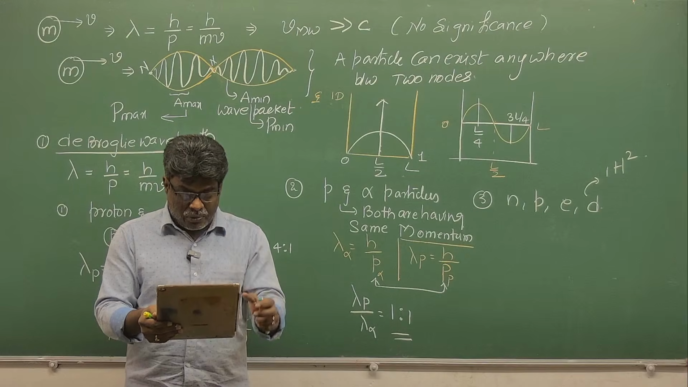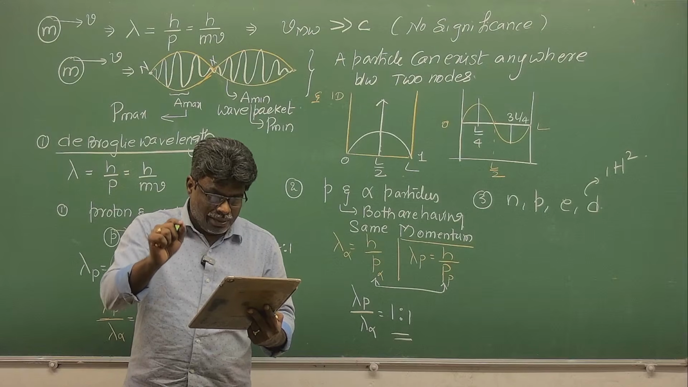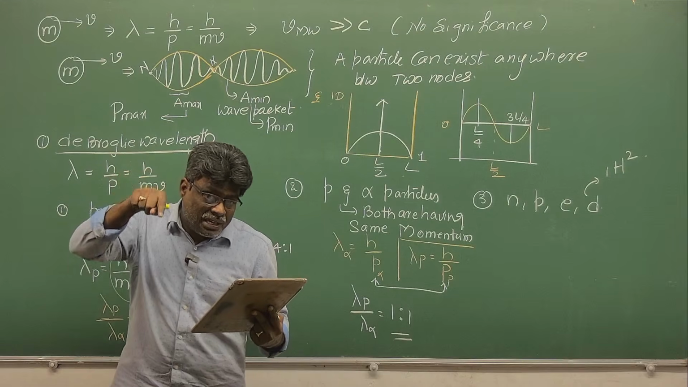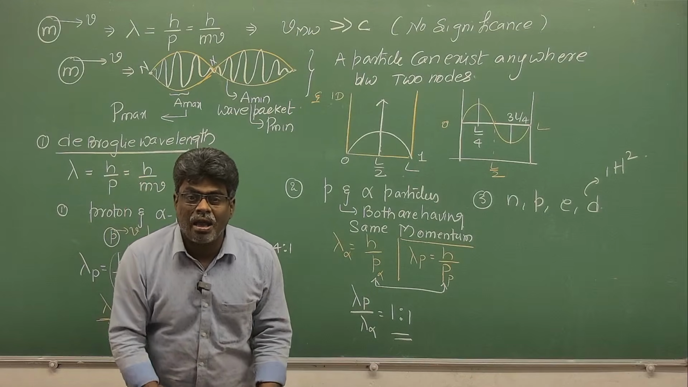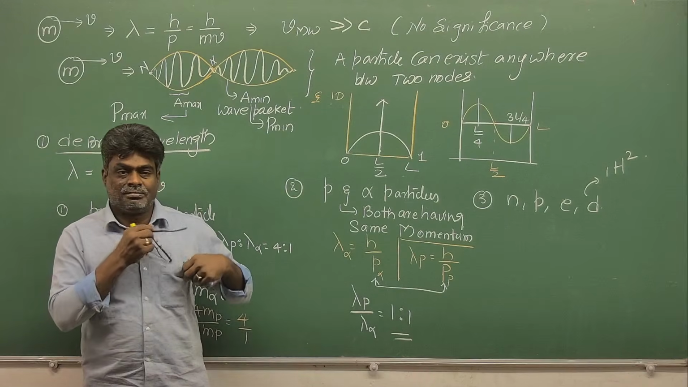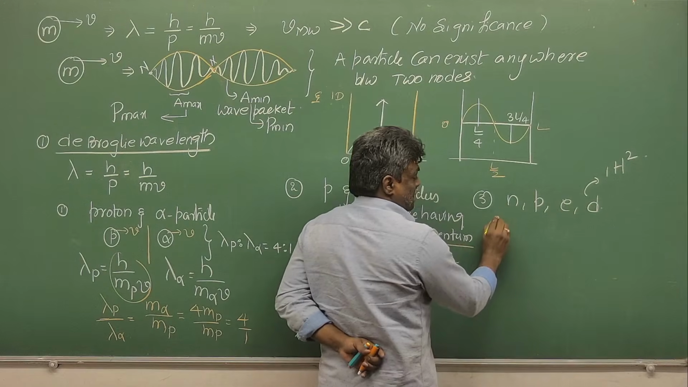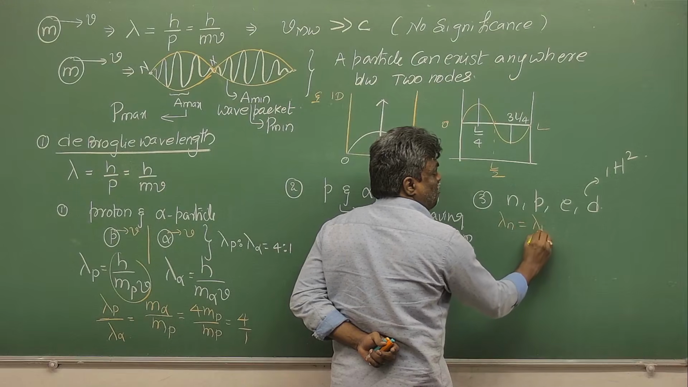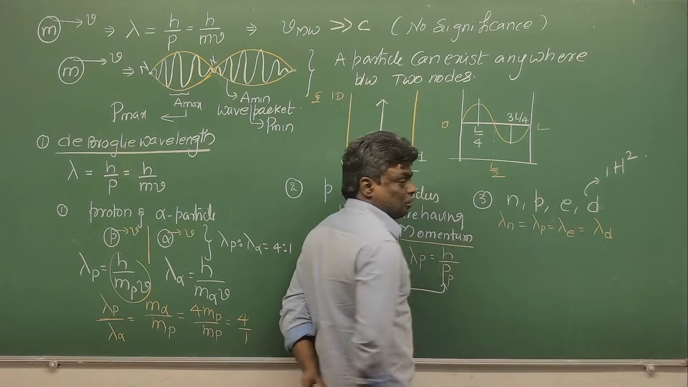Which of the following particles, neutron, proton, electron and deuteron, has the lowest energy if all are having the same de Broglie wavelength? Okay, wait. All these are particles. He said lambda of neutron equals lambda of proton equals lambda of electron equals lambda of deuteron.